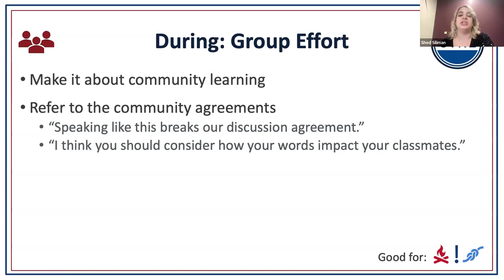Now, again, referring to community agreements shows that it's not a conflict between student and instructor or students and instructor. We really don't want it to become a moment of a back and forth between two or a couple people. We want to make it about accountability to everyone. So saying something like, speaking like this breaks our discussion agreement. Now, I, as the instructor, might feel frustrated and might want to say, you hurt my feelings, or I'm annoyed by this, but bringing it back to that scholarly and collegial behavior and dialogue, we can say this violates our classroom agreement, right? That we all agreed to, or I think you should consider how your words impact your classmates. So it's not necessarily that what they did feels wrong or hurtful to you, but that it is not respectful of everyone in the class.